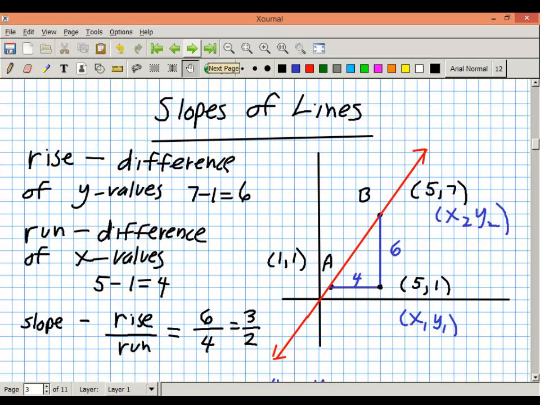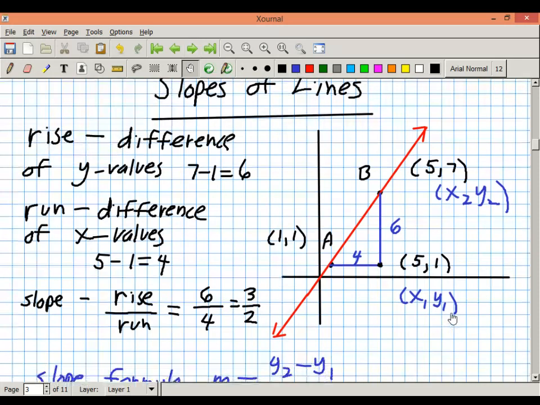Okay, now here's where we have something that's really important to us this year, and it's something that you also probably had last year, and that's the slope of a line. So you see here in my diagram, line AB, point A is at 1, 1 and point B is at 5, 7. So when you're talking about the slope of a line, you have to think about the rise and the run. So the rise is how far, if you're walking from point A to point B, how far do you go up over the course of your trip?